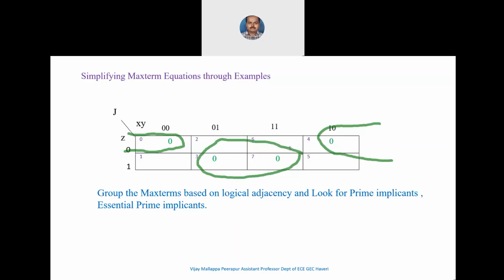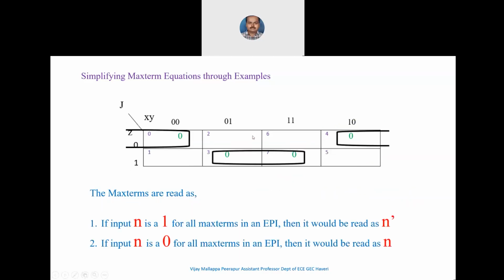Now, once that is done, how do you write this one now? Logical adjacency is done. You know the number of prime implicants we have now. We have two prime implicants here, right? Now, as I said, the reading of the max terms is different from what we used to study for the min terms. The reading is different for the max terms as compared to the min terms.